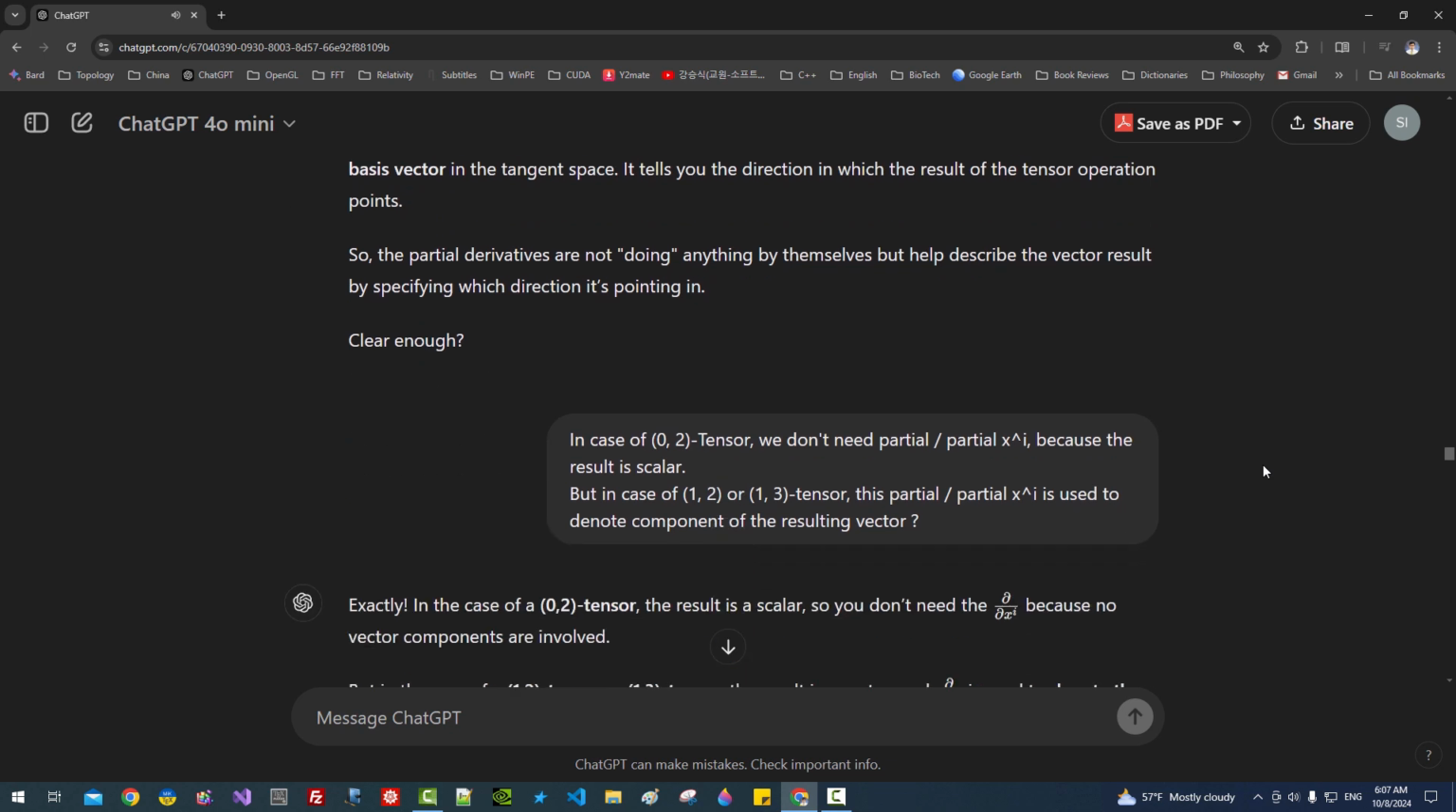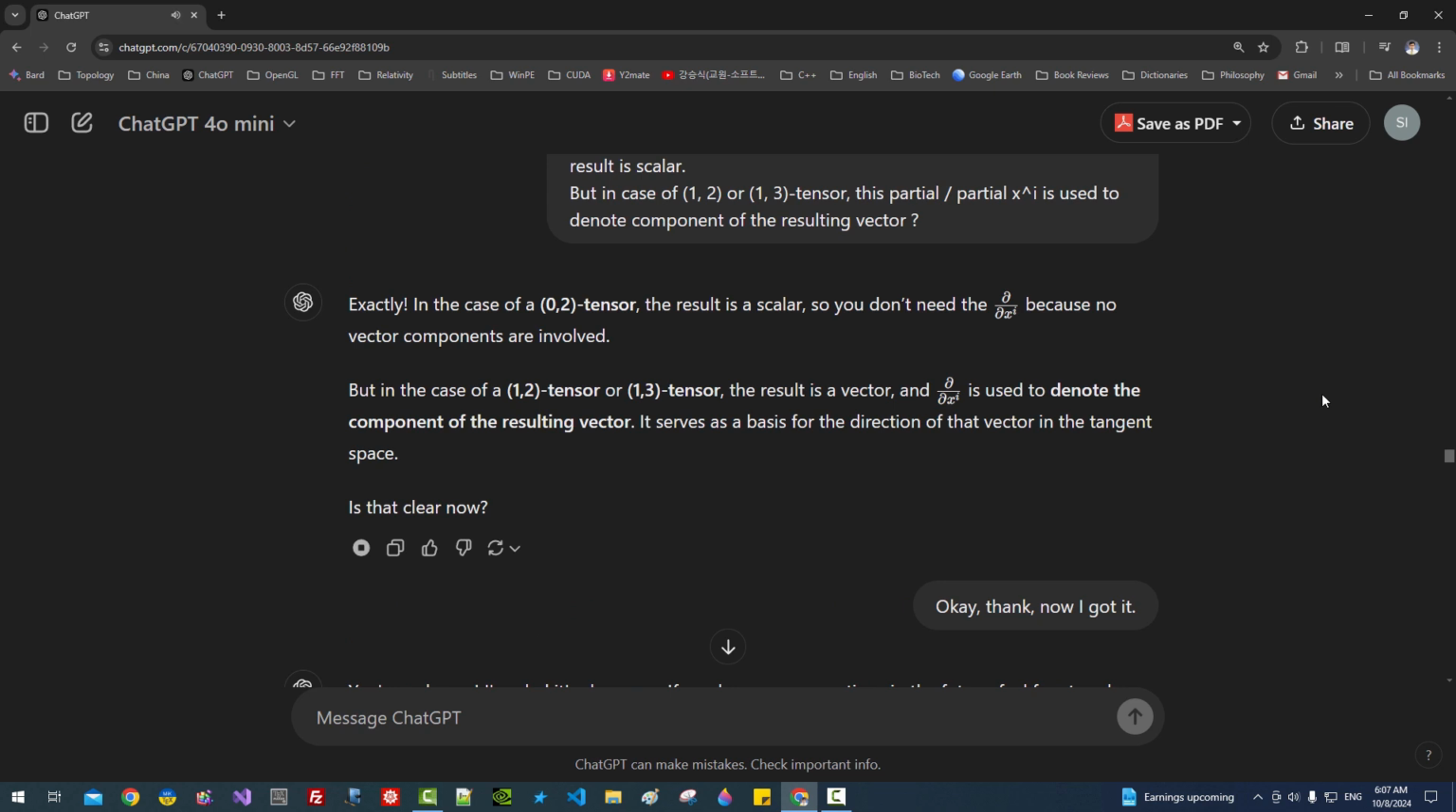In case of a 0-2 tensor, we don't need ∂/∂x^i because the result is a scalar. But in case of a 1-2 or 1-3 tensor, this ∂/∂x^i is used to denote the component of the resulting vector.